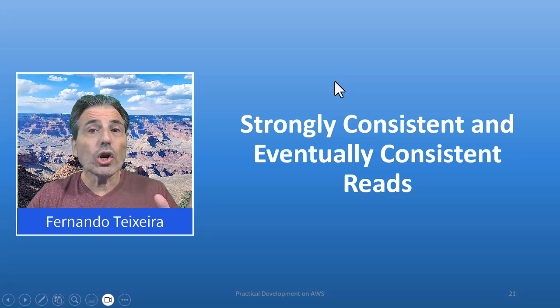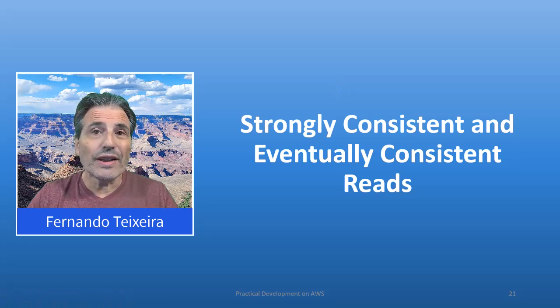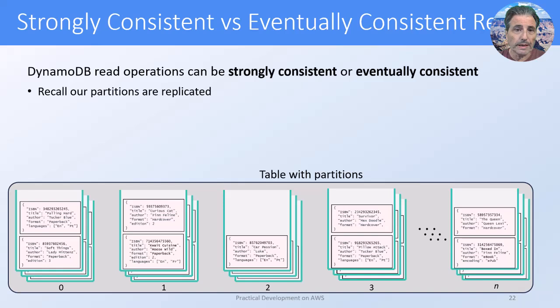Let's talk about the concept of strongly consistent and eventually consistent reads on DynamoDB. Now, strongly consistent and eventually consistent reads are something that happen in IT in general, anytime you have parallel processing in distributed systems going on. And remember that in DynamoDB, our tables are replicated so that we can have those parallel reads occurring and helping us with throughput. So how does that impact us?